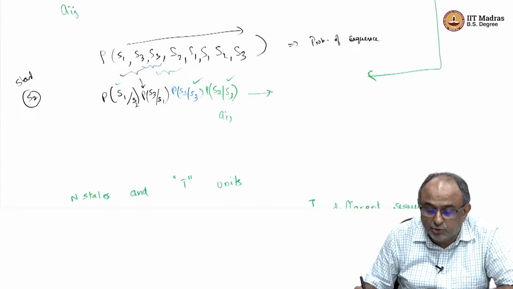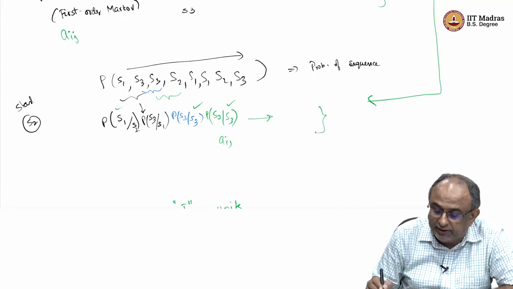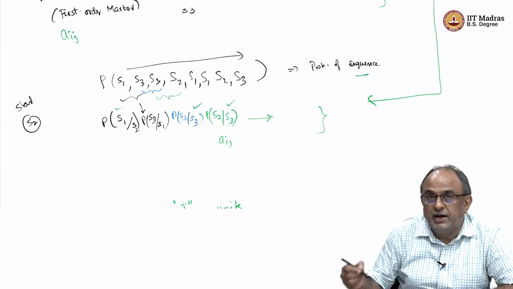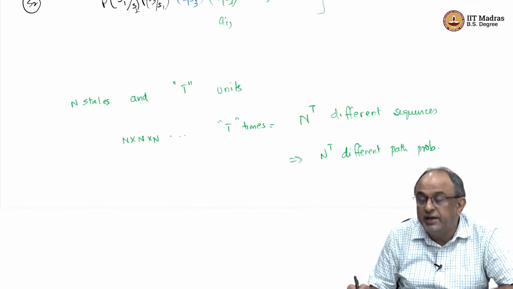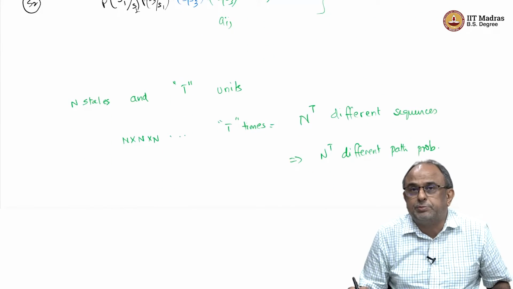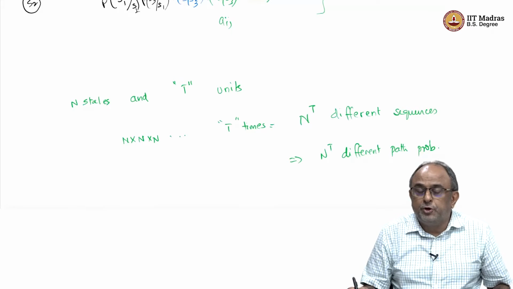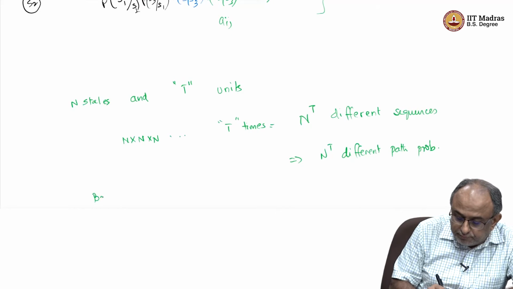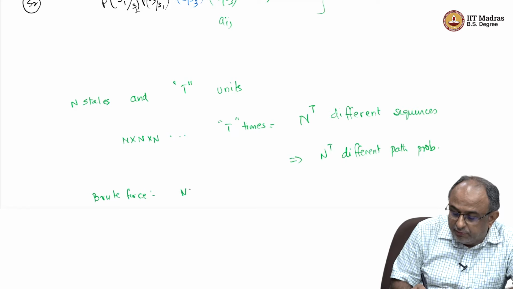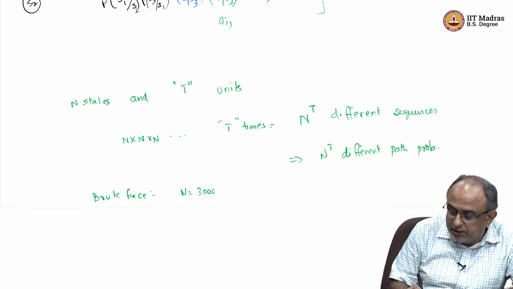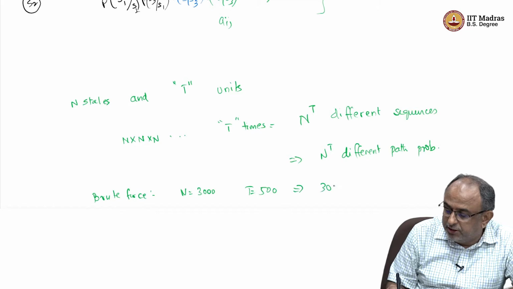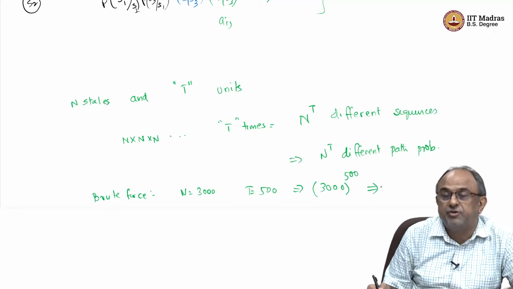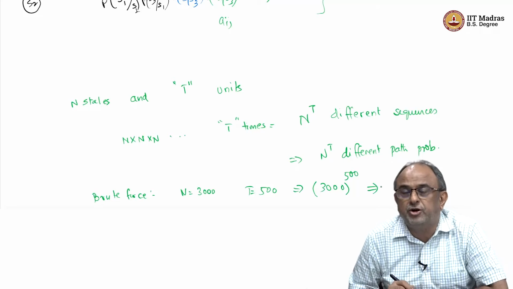So, for each one of them I will get one total probability. If I change the sequence, I will get another probability. So, I will get n raised to the power of t different probabilities, and if you compute brute force, let us say n equals 3000 and t equals 500, this is 3000 raised to the power of 500, and that is computationally not feasible.